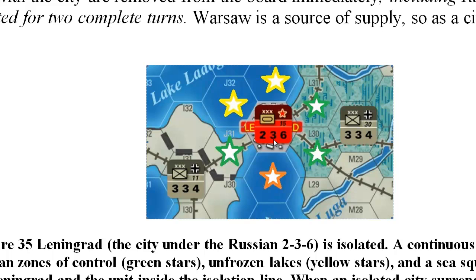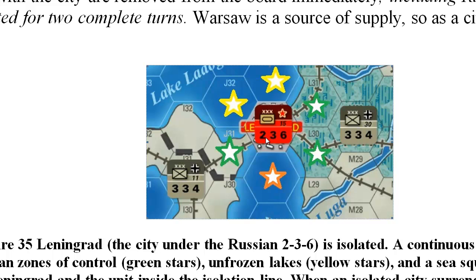However, there are some complications, because the Russian cities are not supply points and have supply issues. The first issue is that if a Russian supply city is surrounded by German zones of control, those are the green stars here, lakes, those are the yellow stars here, ocean, that's the orange star, the edge of the board, that can certainly happen if it's the north or south or west edge, then there is no supply into the city. And after the city has been isolated for two turns, just like a German or Russian unit has been isolated for two turns, the Russian city surrenders.